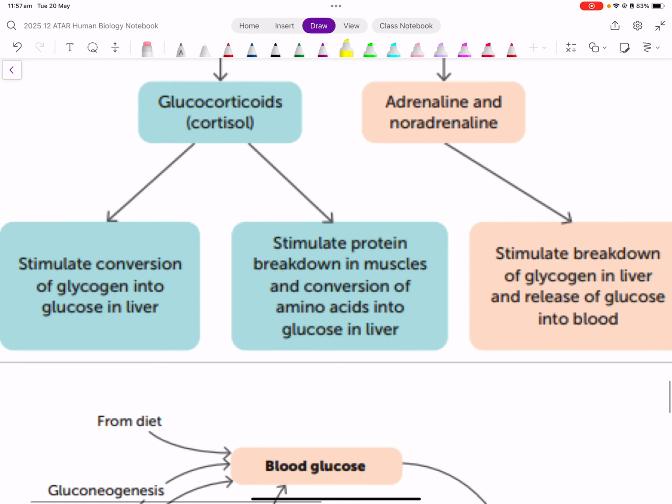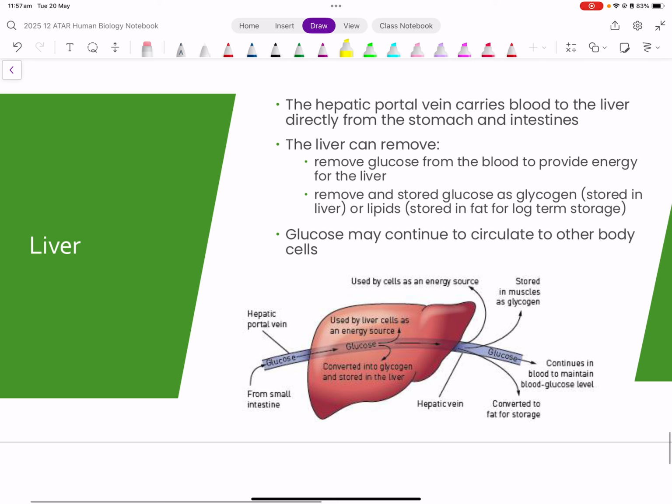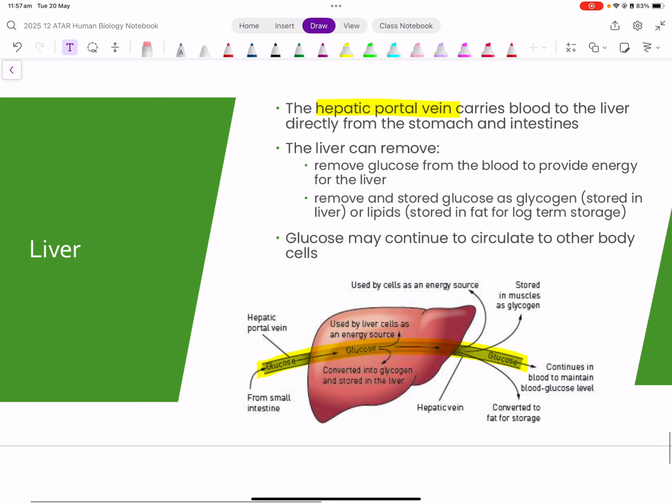So the very final thing that we will talk about today, I'll just skip through these feedback mechanisms, is the liver. Okay. Now, the liver has a very large vein. You can see it in blue down the bottom here. I'll just run my highlighter over it now. This is the hepatic portal vein. And what it does is it carries blood straight to the liver from the stomach and the intestines. And one of the main jobs of the liver is to remove glucose from the blood, as we've just spoken about. And it can also remove and store glucose as glycogen or lipids. Now, glucose can continue to circulate to other body cells because, again, it just passes through, but this liver is a really important site of storage for us. Again, about 20% of all glucose can be stored in the liver.